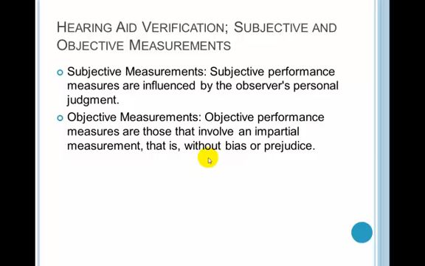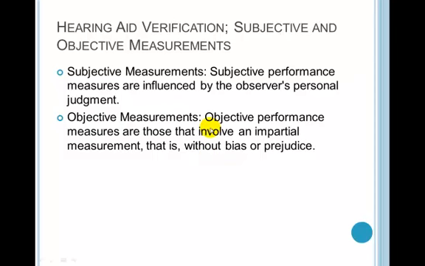So a subjective measure could be a case history, right? If you ask the patient, what kind of issues are you having with your ears? What brought you in today? How is this affecting your quality of life? That's subjective. It's the observer's personal judgment or biases.